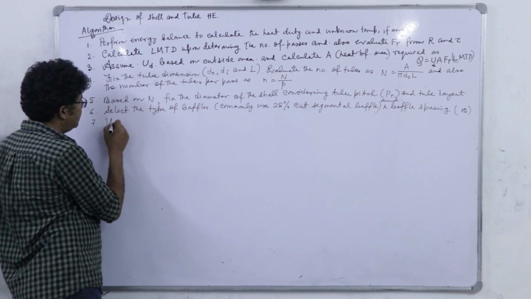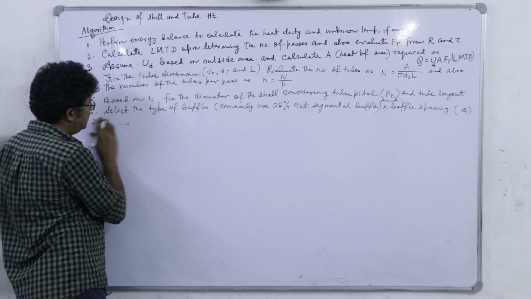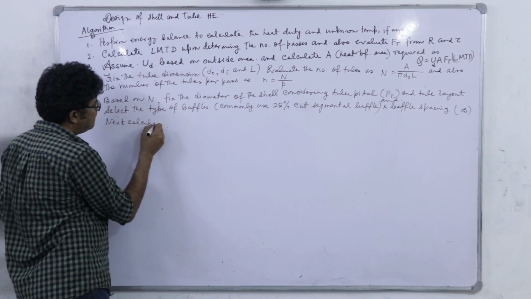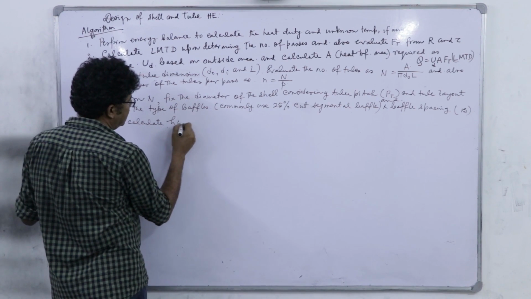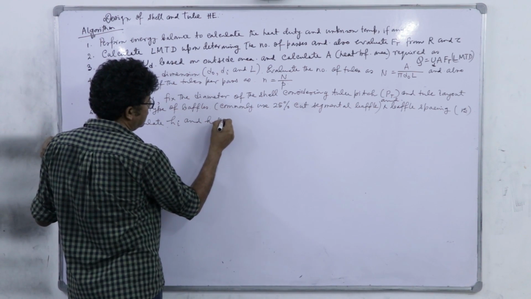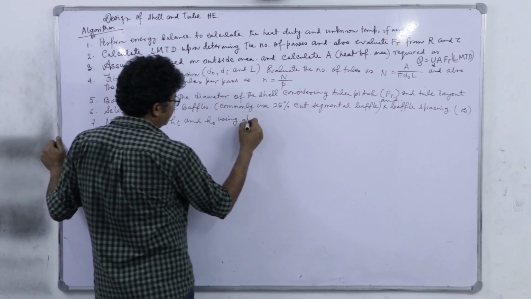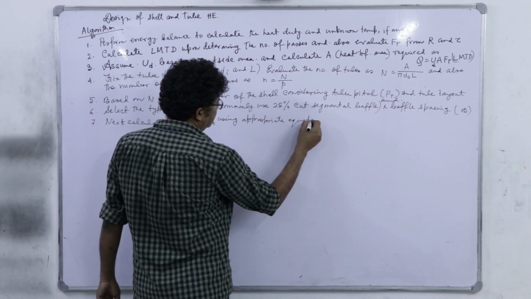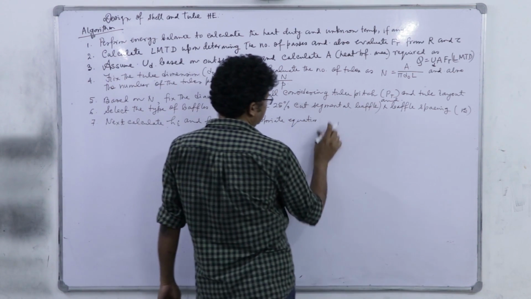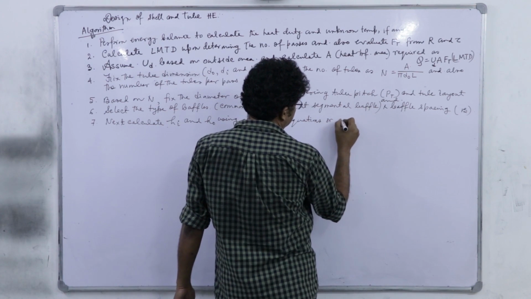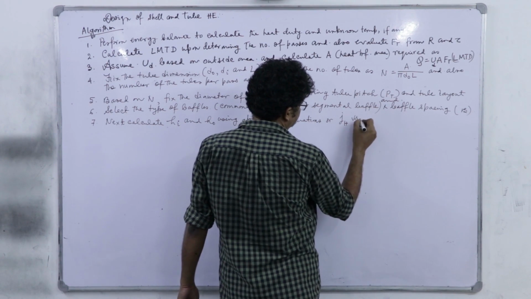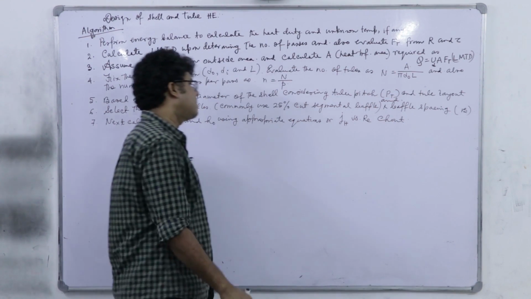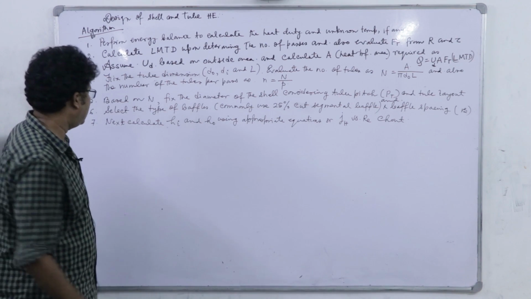Now, next calculate HI and HO using appropriate equations or JH versus RE chart. So, you have got HI and HO.